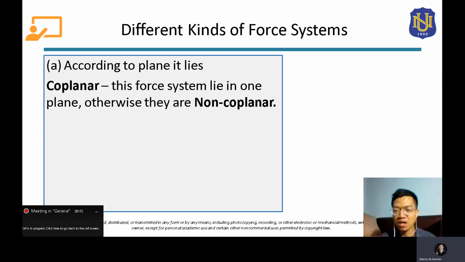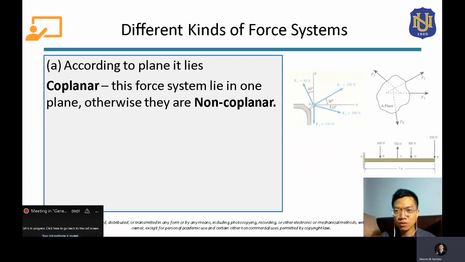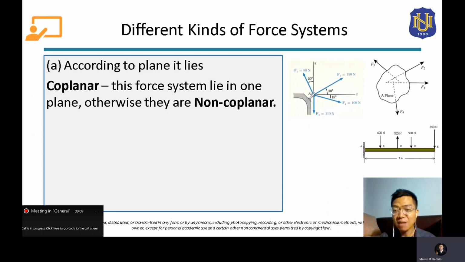Let's say it's on the y and x axis. While non-coplanar force systems act on a three-dimensional plane. These are the examples of coplanar force systems wherein the force system itself only lies on the x and y axis. This is just in two dimensions.